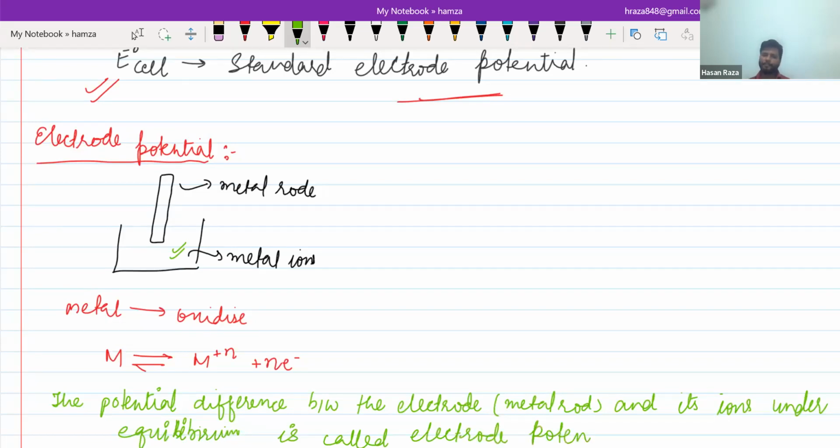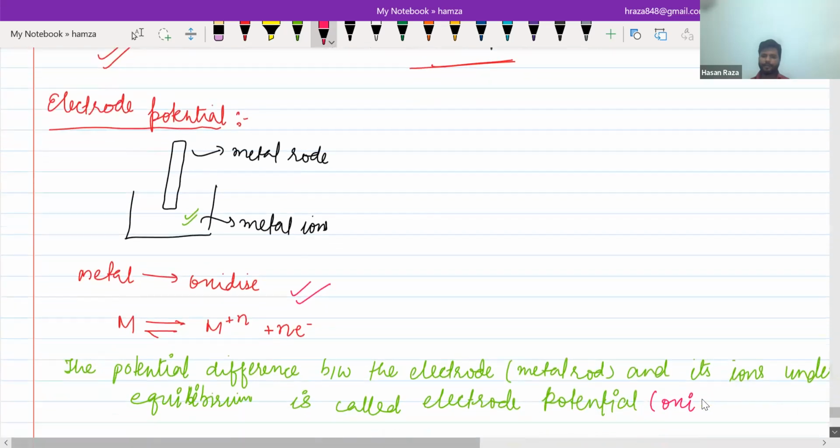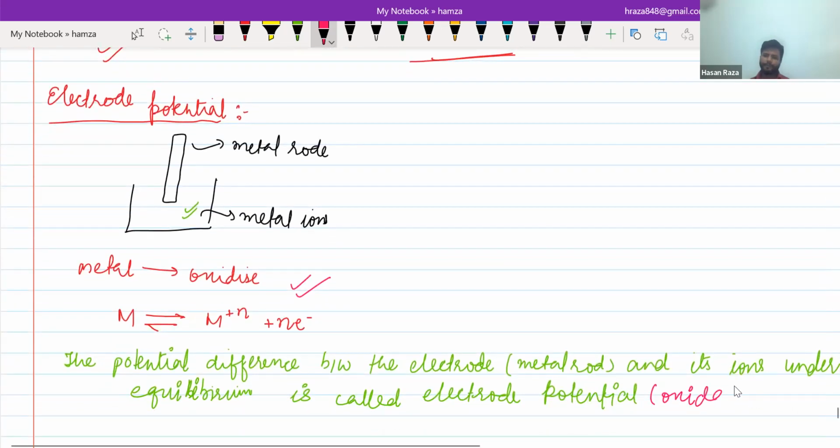To be more specific, since oxidation takes place here, we can write oxidation potential. So basically, the potential difference between the metal rod, the electrode, and its ion is called electrode potential, and here oxidation takes place. That's why it is called oxidation potential. Please write it.